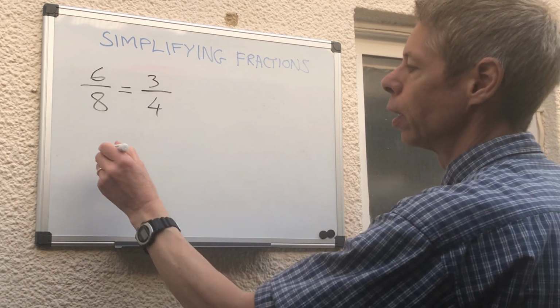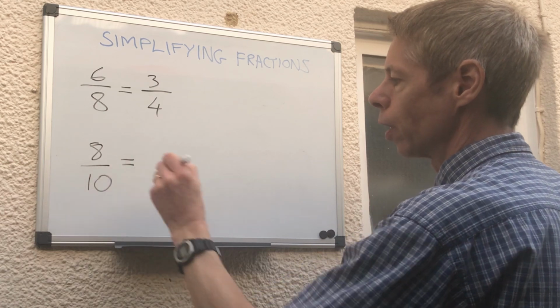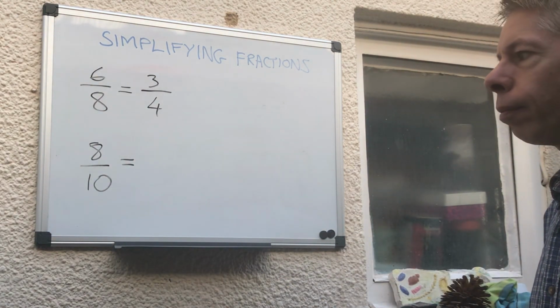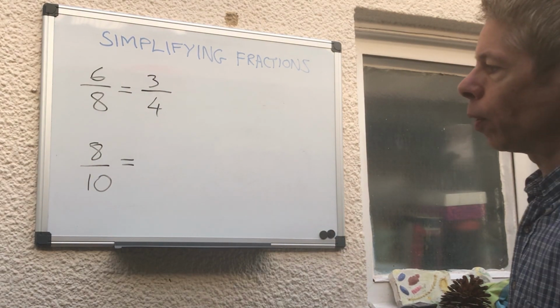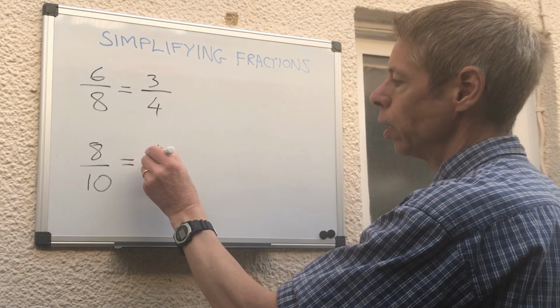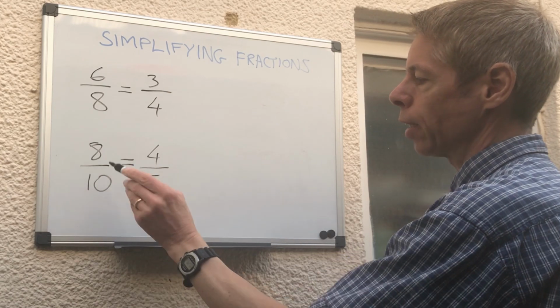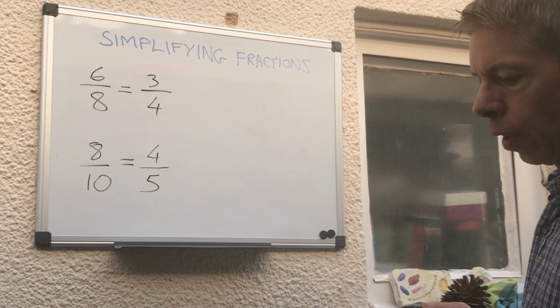Okay, our next one is going to be 8/10. Okay, so try that one. Hopefully you've got that one done. So again, they're in the 2 times table. So half of 8 is 4, half of 10 is 5. So 8/10 simplified would be 4/5.